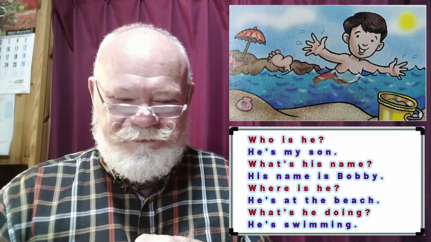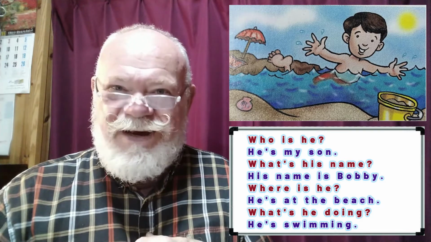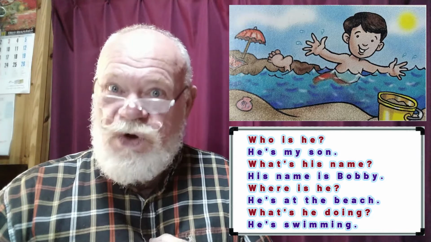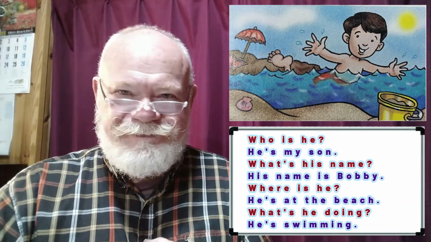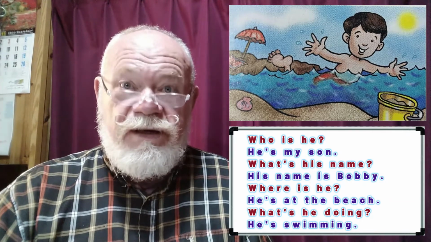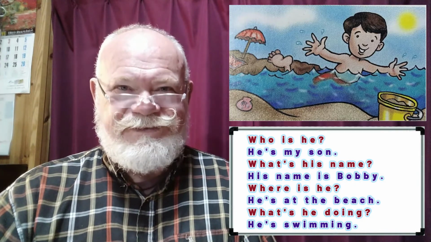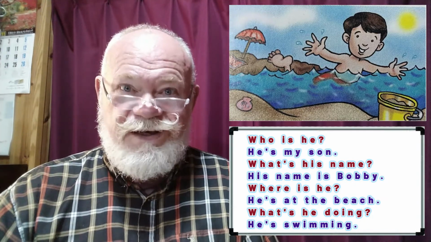Now, I'm going to present a photo up here for you to look at. And it's about someone. So we'll ask questions and give information about this picture. Please look at the board here. Okay, let's go with the boy swimming, shall we? Who is he? He's my son. What's his name? His name is Bobby. Where is he? He's at the beach. What's he doing? He's swimming.